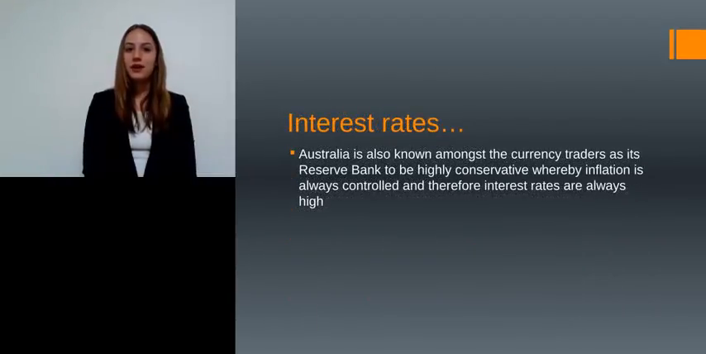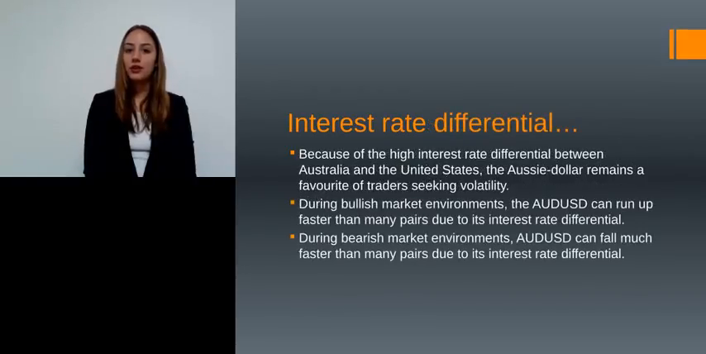Interest rate changes. Australia is also known amongst currency traders as its Reserve Bank is highly conservative, whereby inflation is always controlled and therefore interest rates are always high. Interest rates have historically been much higher in Australia than in the US for a long time now, while the momentum is said to be shifting. So the appeal of buying Australian dollars to benefit from the interest you can earn relative to other currencies has worn off somewhat, and money has been moving back into the US in anticipation of higher rates there.